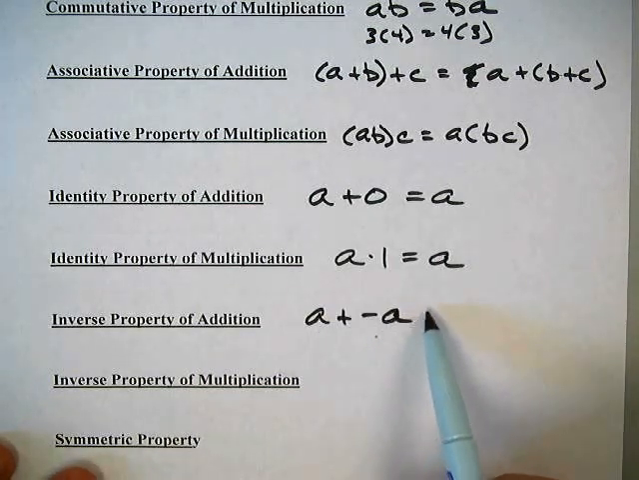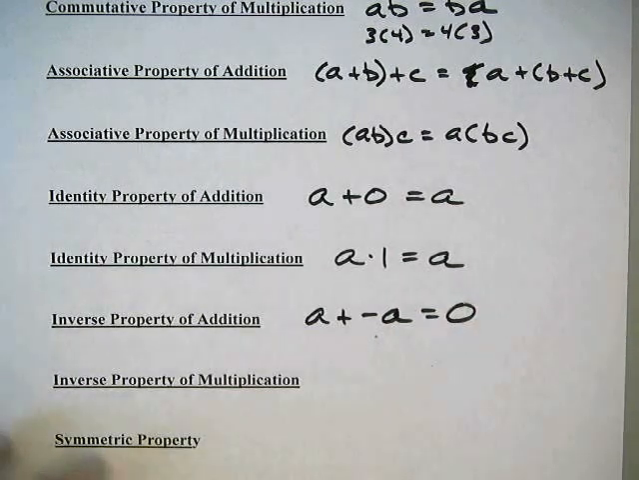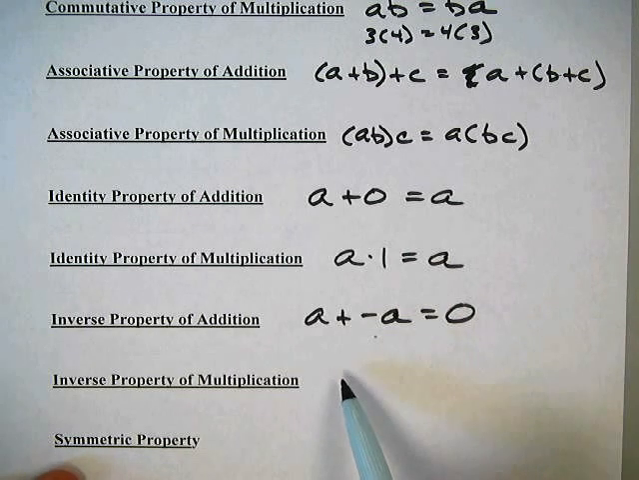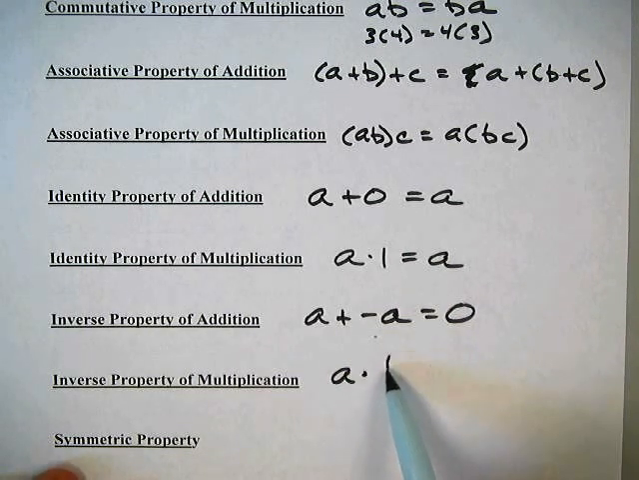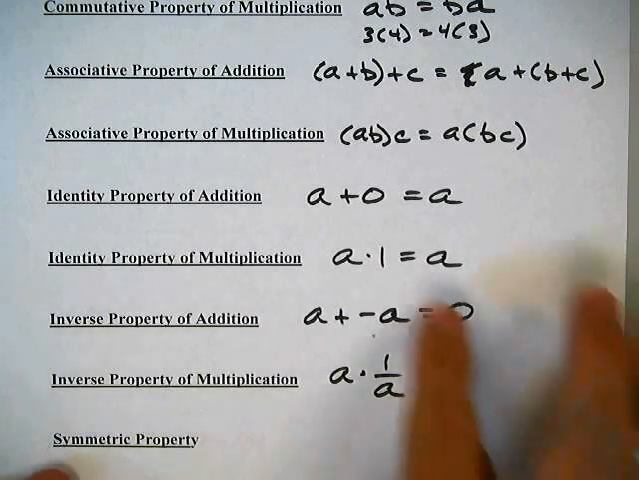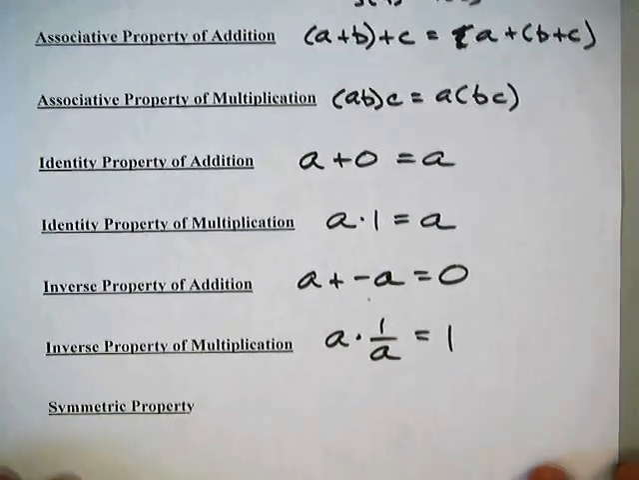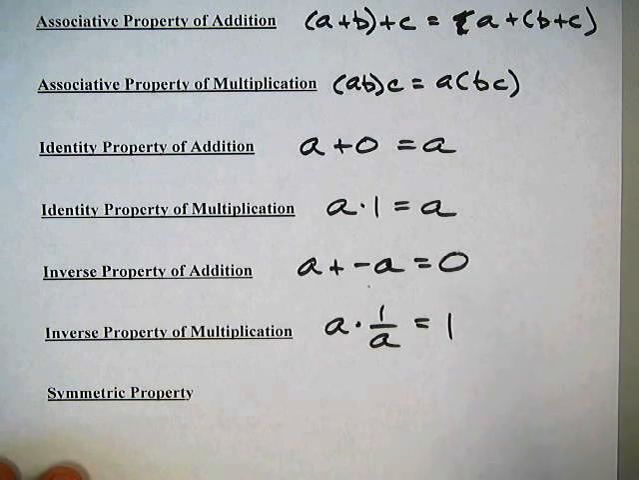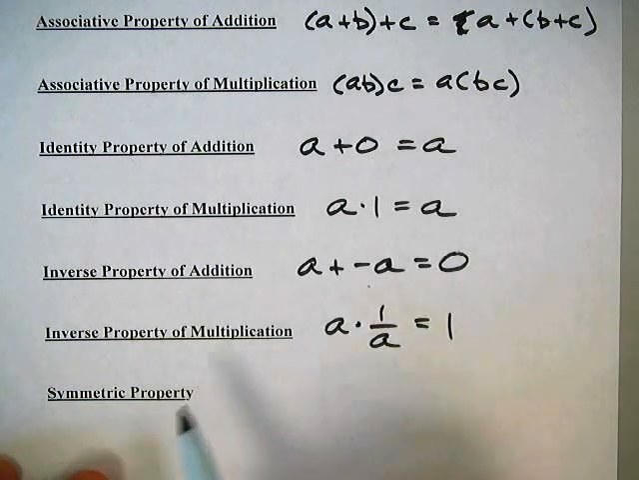The inverse property of addition says if I take a number and add its opposite, you'll end up with 0. So you'll end up back at the additive identity. And the inverse property of multiplication says if I take a number and I multiply by its reciprocal, I get 1. So in other words, I get back to the multiplicative identity.